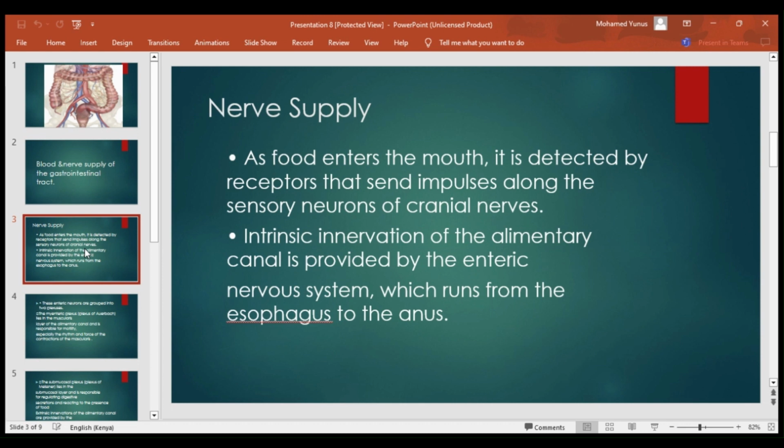So we find that as food enters the mouth, it is detected by receptors that send impulses along the sensory neuron of the cranial nerves. The intrinsic innervation of the alimentary canal is provided by the enteric nervous system, which runs from the esophagus to the anus.